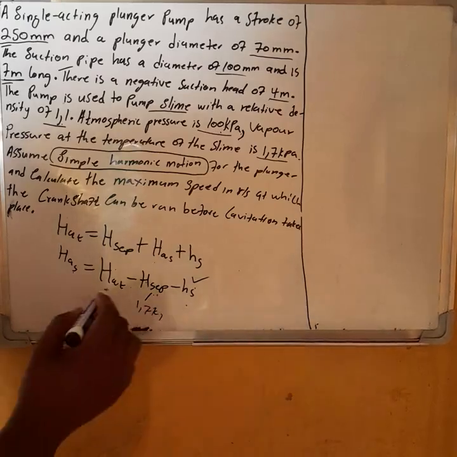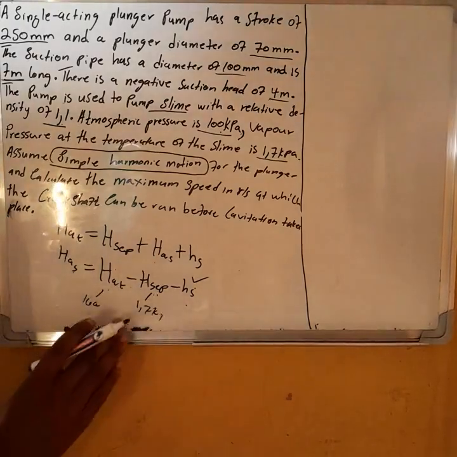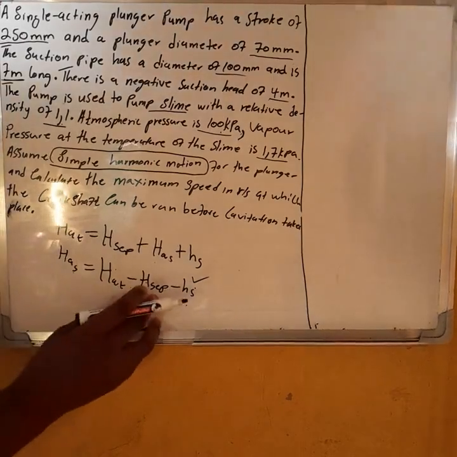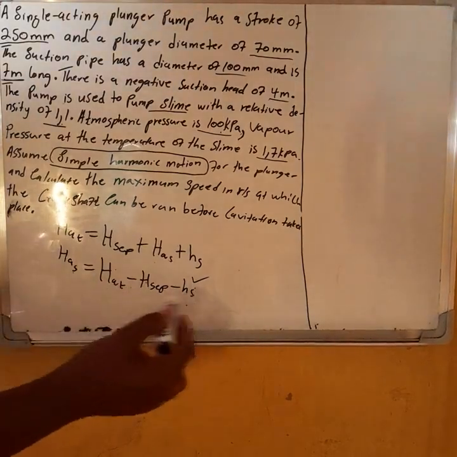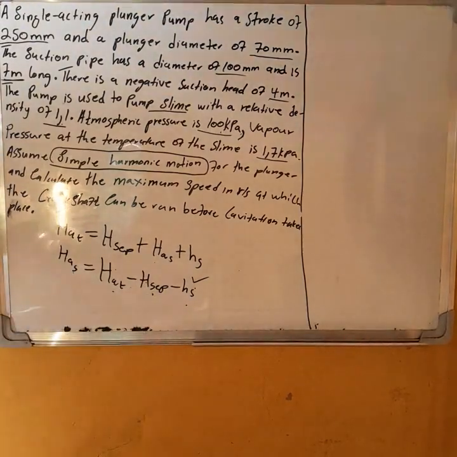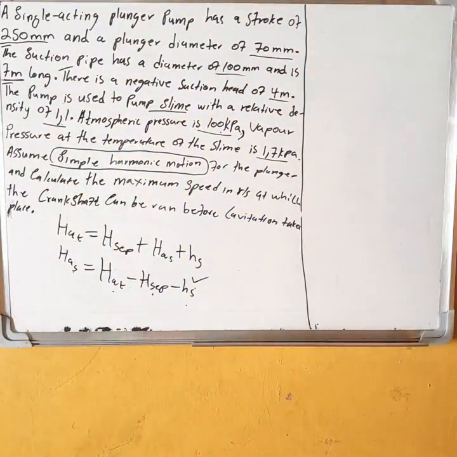We're not given the head. Here we're given 1000, but it's not the head. So we're supposed to have what? Heads, not pressures. Head is measured in meters. So we have this, but how can we find the heads of this? Now it's when you apply your knowledge of fluid mechanics, what you have learned in your previous grade.